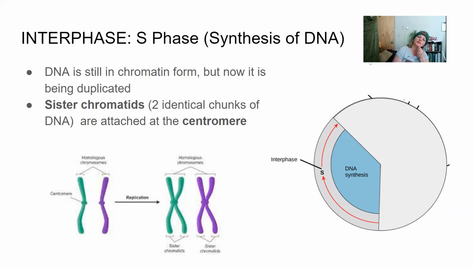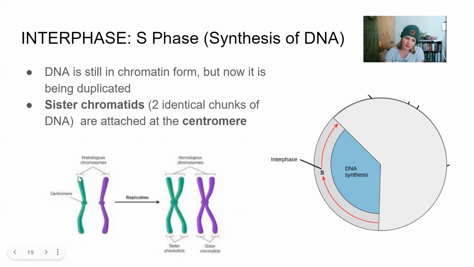Now we're going to move on. There's some kind of signal from the environment that says, all right, let's make some DNA. So now we enter the synthesis of DNA phase, the S phase. The DNA is still in its chromatin form, but now it's being duplicated. That gives us two identical chunks of DNA that we call sister chromatids, attached at the centromere.